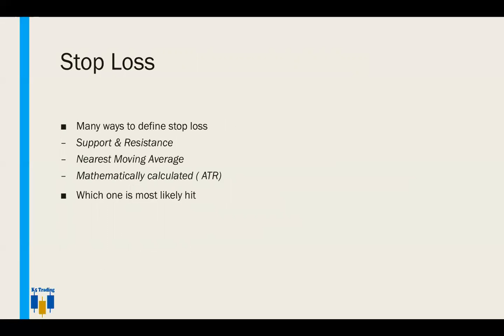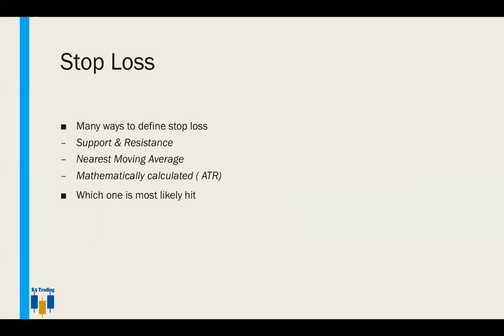Now it's coming to the stop loss. There are many ways to define the stop loss. One of them is support and resistance. People normally put their stop loss a few pips, 10 pips, 5 pips, or 8 pips below the support and resistance. Some people use this 10 and 15 pip concept near the moving average. Another one which I normally use is based on ATR, average true range. We will discuss this one in more detail.